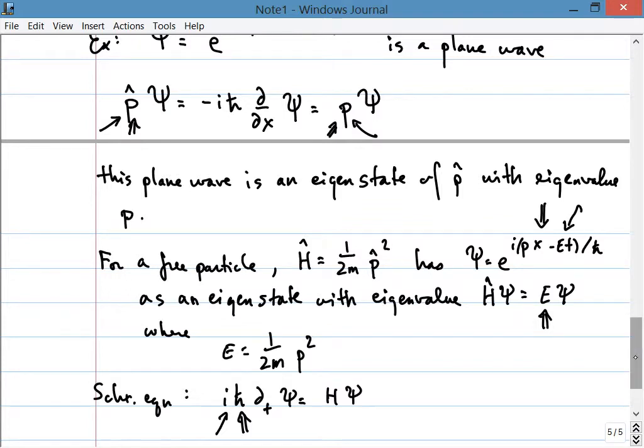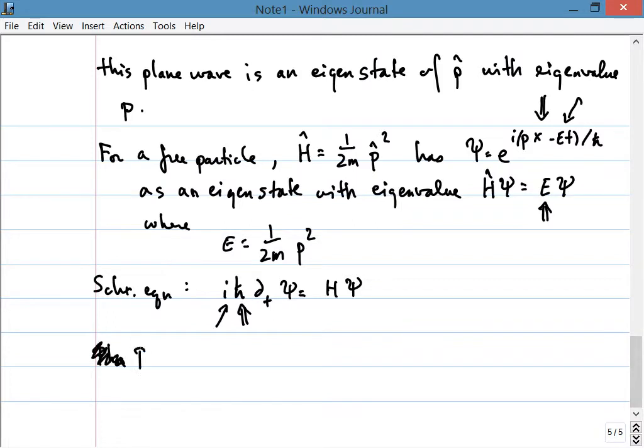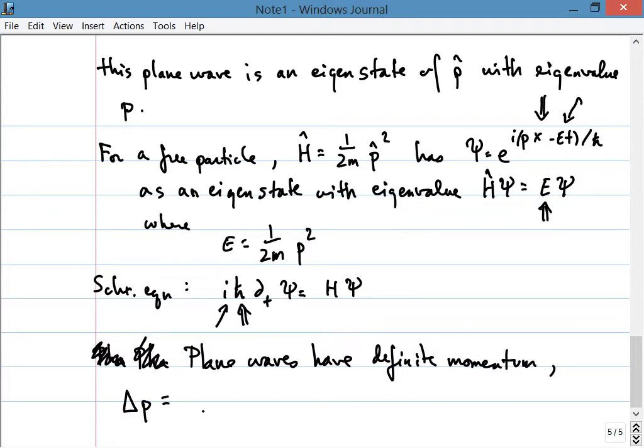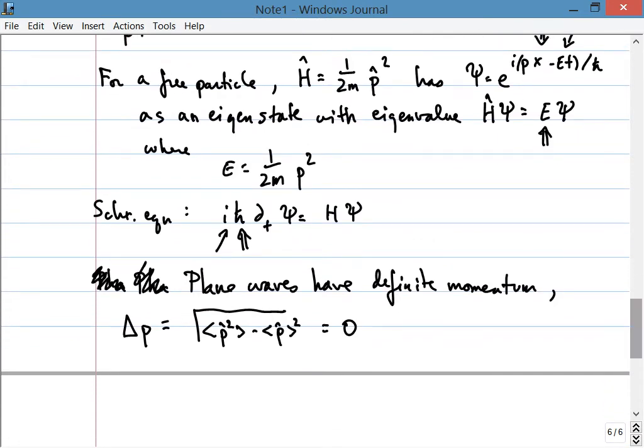Good. Okay. So we saw that plane waves have definite momentum, so that the variance, delta p, defined as the square root of the difference between the expectation value of p squared and the square of the expectation value, is equal to 0. So that means that by the uncertainty principle, if they have a definite value of momentum, they should have a completely indefinite value of position. And indeed, the absolute value of psi squared for a plane wave is just equal to a constant independent of x.